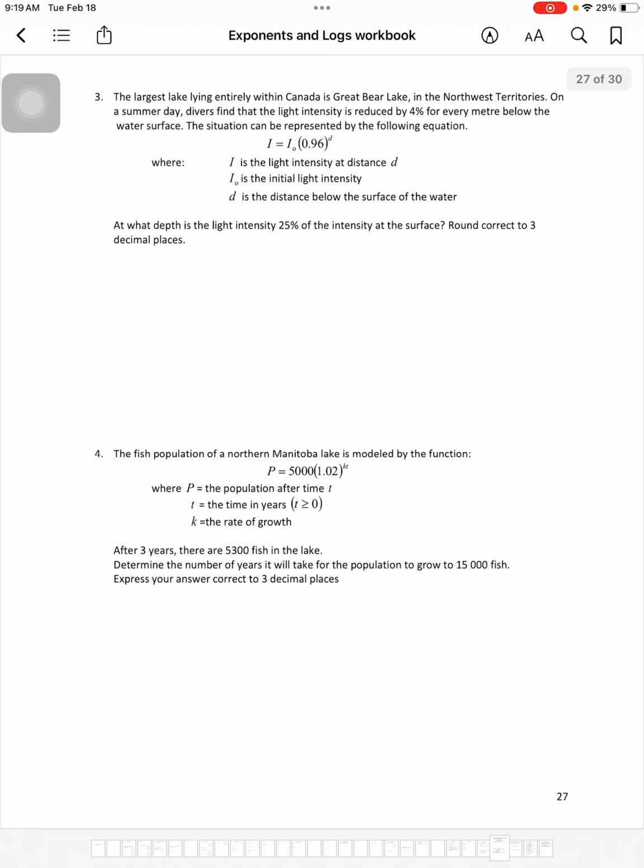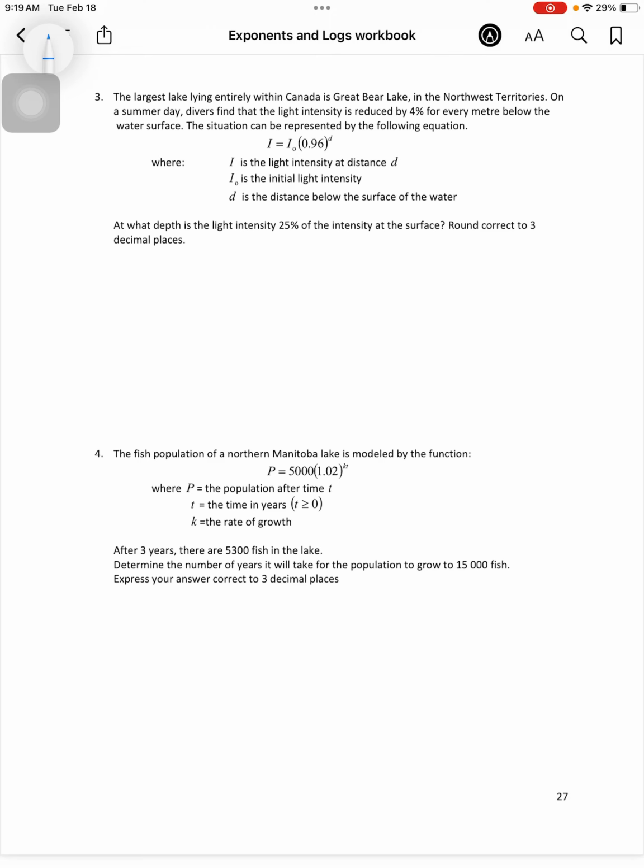So that's it for the first page. Now we're going to move on to number 3. So here, the largest lake lying entirely within Canada is Great Bear Lake in the Northwest Territories. So far, nothing really to underline.